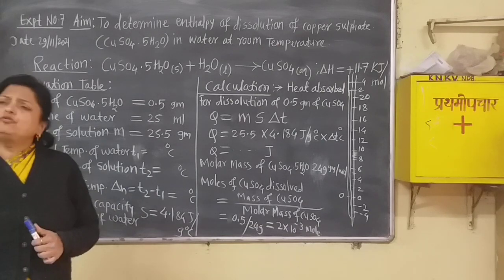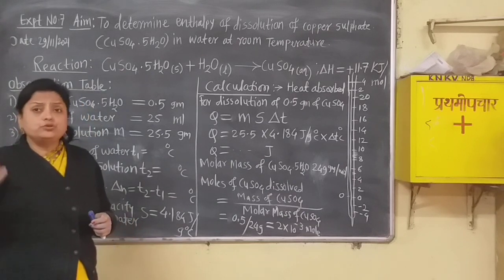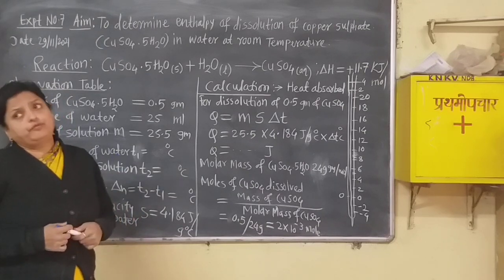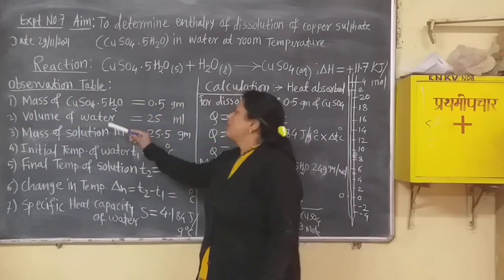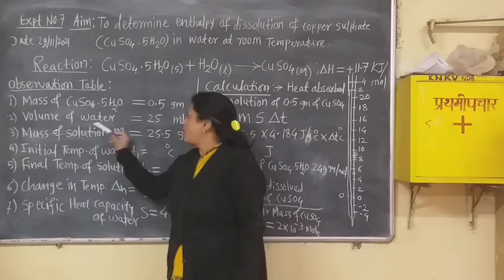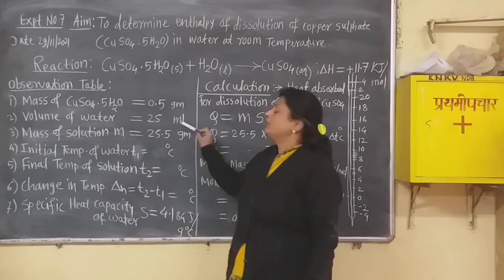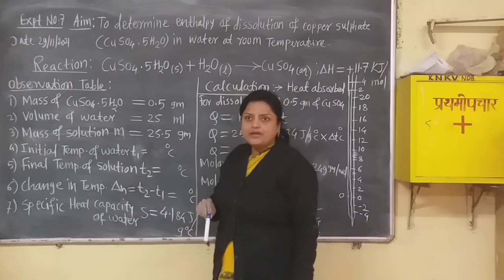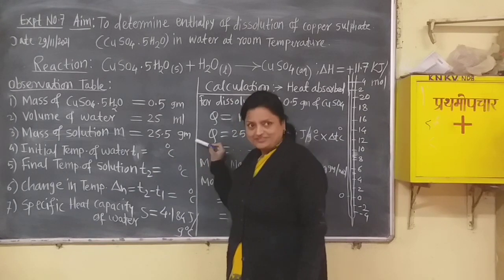You can measure 0.5 gram using the chemical balance, or it may be given to you in the examination. Now what is the observation table here? Mass of copper sulfate given is 0.5 gram. Volume of water is 25 ml. Mass of solution: 25 ml means 25 grams, plus this 0.5 gram, how many grams then? 25.5 gram. So this is the mass of solution.